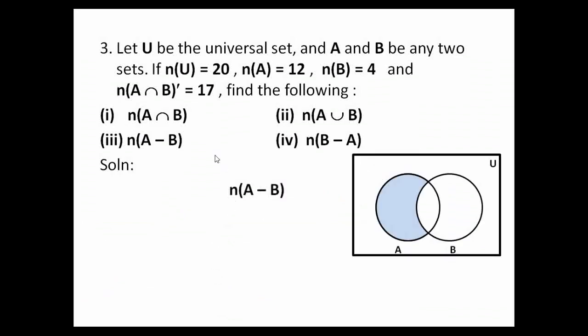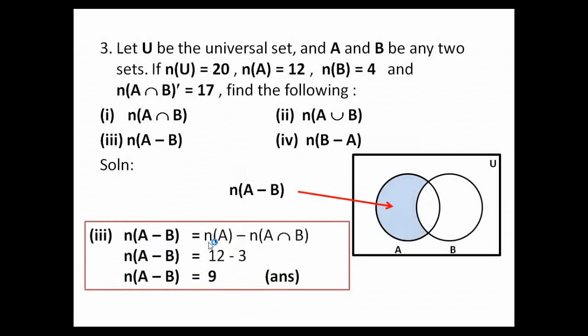Next, n(A minus B). So the cardinal number of A minus B means the elements that are present only in A. So we know the entire cardinal number of A. What is that? 12. And we know the intersection part. What is the value of the intersection part? 3. So simply we can say that n(A minus B) will be equal to n(A) minus n(A intersection B). Subtracting the intersection part, we'll get the elements that are present only in A. So 12 minus 3 will give you 9. So n(A minus B) is equal to 9. Clear? Next.